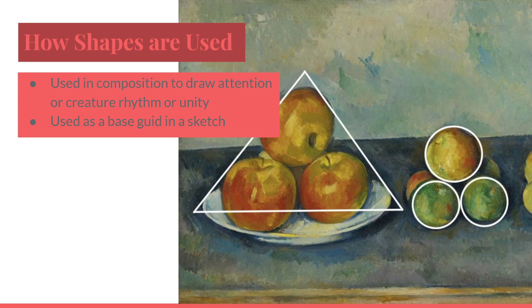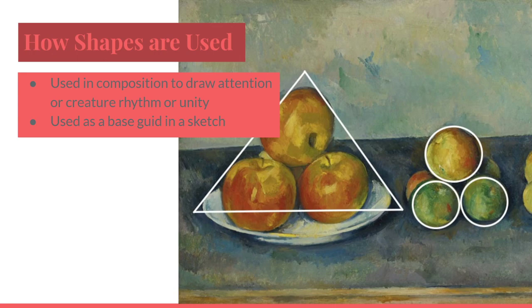Composition is how we set up a piece, how we set up the thing we're looking at, whether that be a landscape or a still life or a portrait. The way it is composed or put together is the composition. And you can see that here with the apples on the plate, which are composed in a triangle shape. We also see them as a form because the form of these apples is round. It is a circular shape.